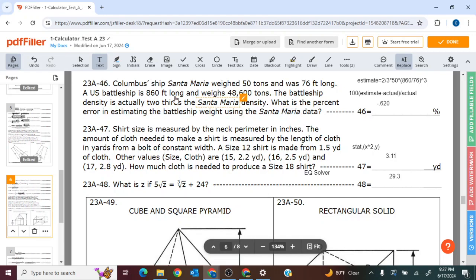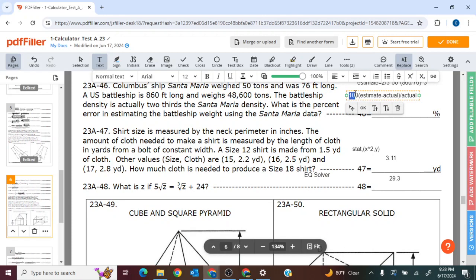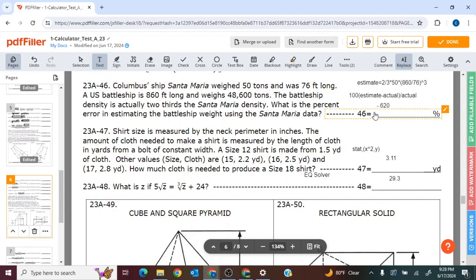Okay, so the weight of an object is based on the length of the side cubed. So in this case, it's 860 over 76 cubed. The original weight is 50. That would be the estimated weight if they were the same density, but since the battleship is 2/3, you have to multiply it by 2/3, and you'll get an estimate that is pretty darn close to 48,000. Then once you do that, you do your equation for percent error, 100 times estimate minus actual over actual. And if you do that correctly, you will get negative 0.620%.